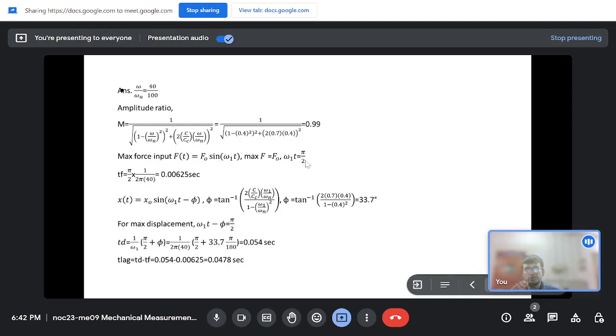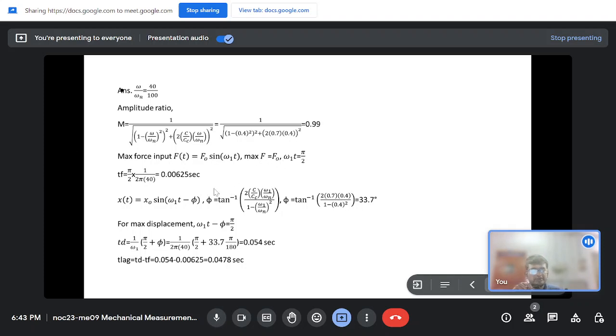So we know that omega 1 into t is pi by 2. Omega 1 is the input frequency which has been applied, so that is 2 pi f, 2 pi into 40. From there we can find t at the maximum force. For that, pi by 2 divided by 2 pi into 40. From there we get 0.00625 seconds. So this is the time at which the sinusoidal force reaches its maximum. Then we have found the time for maximum force.